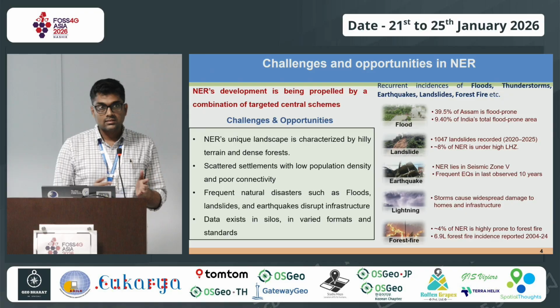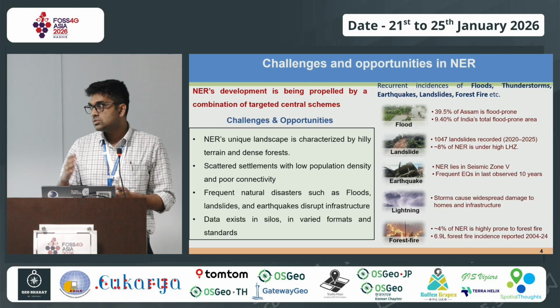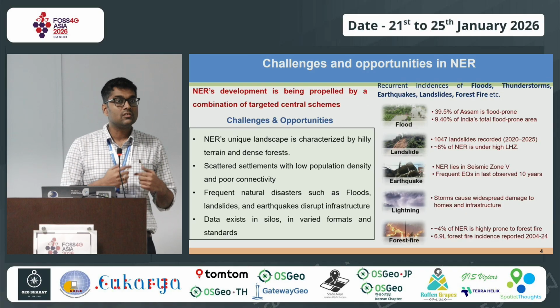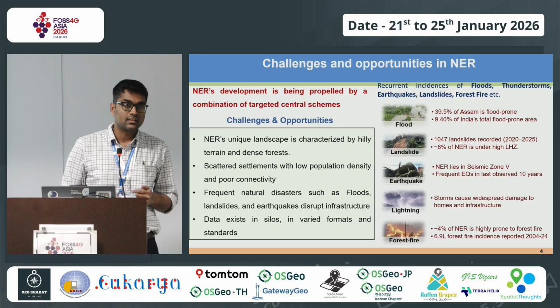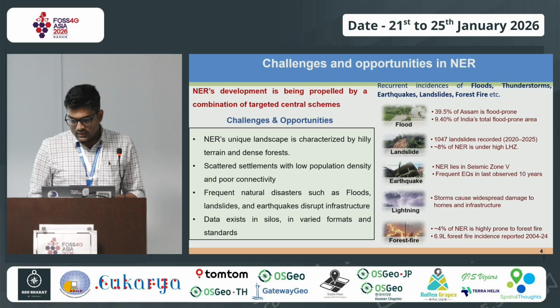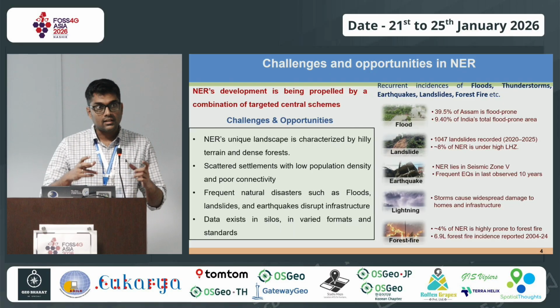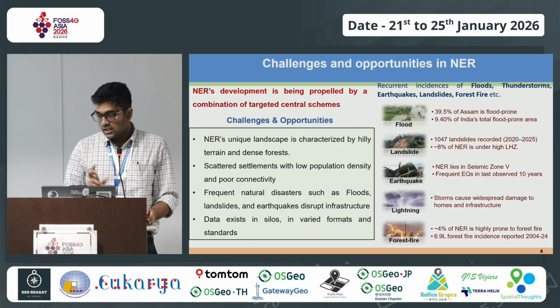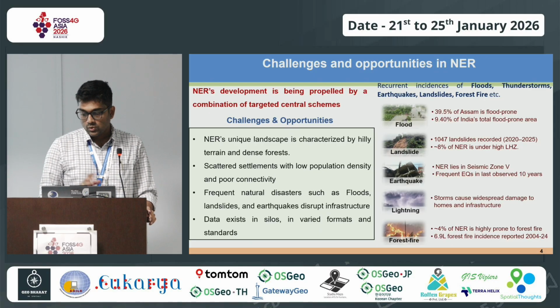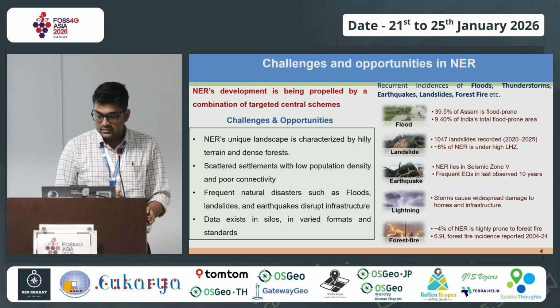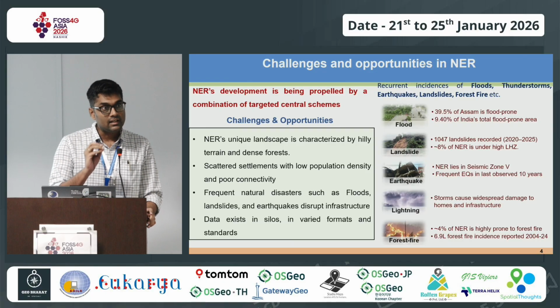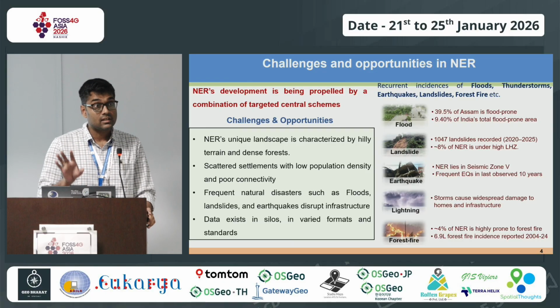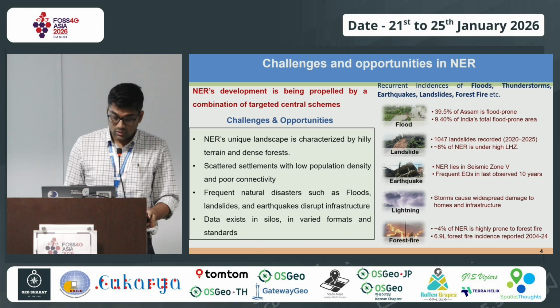During this season, from the next month onwards, there'll be a huge thunderstorm scenario. Also, there are a lot of frequent lightning strikes. And obviously, the region is also prone to forest fires. In the past, from 2004 to 2024, some statistics I took out, around 6.9 lakh incidents of forest fire occurred in the region. That's a huge number over there.